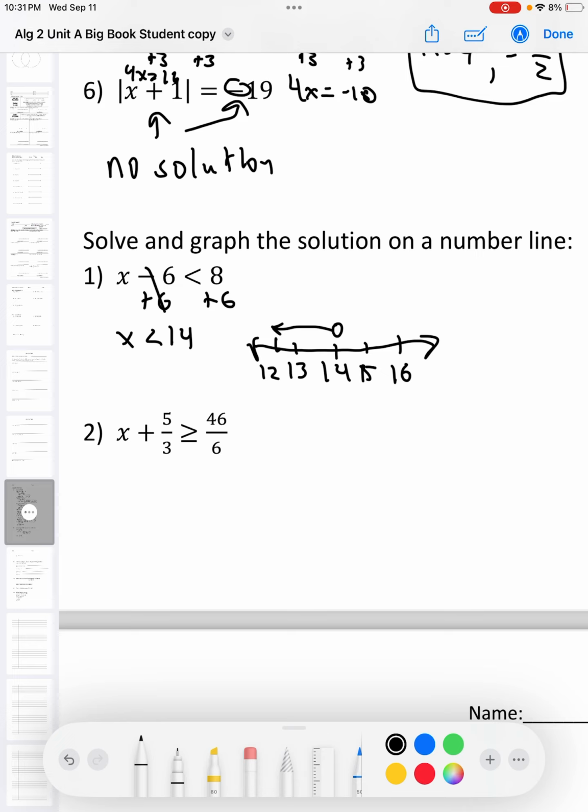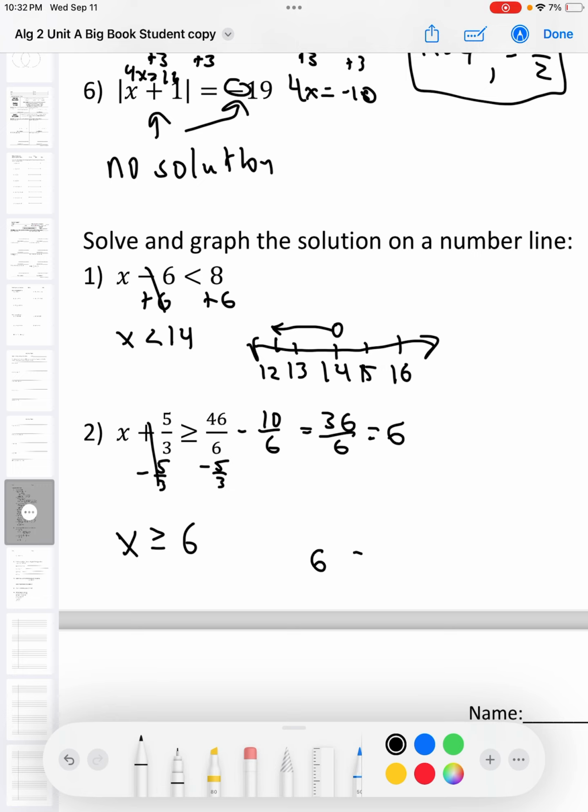For number 2, we have x plus 5/3 is greater than or equal to 46/6. First thing we're going to do is subtract 5/3 from both sides. That will cancel out here, and that will give me x is greater than or equal to, let's see, 5/3 would be 10/6, so that would be 6. As a side note, if you are curious, 5/3 is 10/6, so it would be 46/6 minus 10/6, which would be 36/6, and that gives me 6. So for number 2, we have x is greater than or equal to 6.